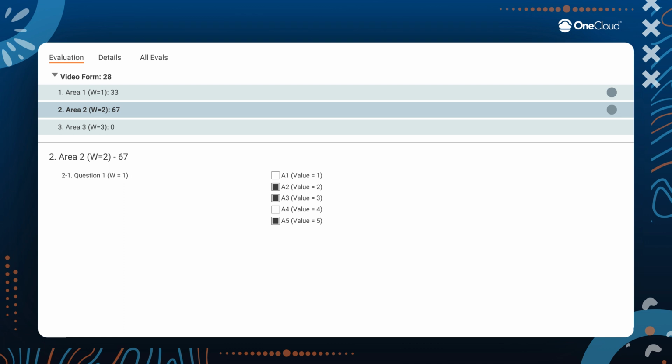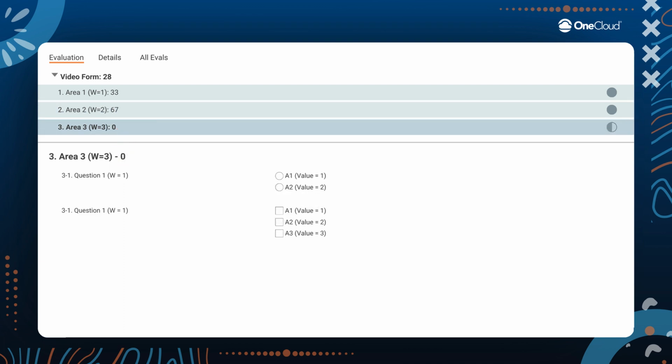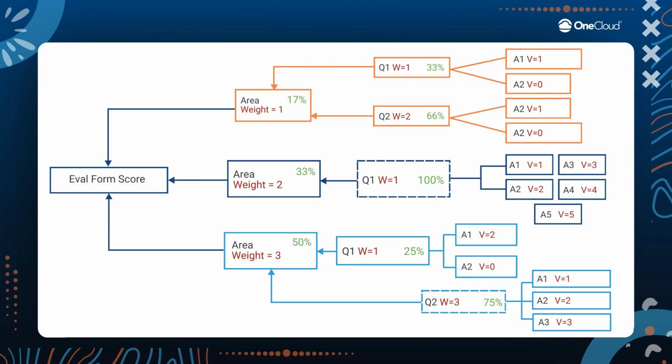In the third area, we have 2 questions, one of which is single answer and the other is multiple answer. We choose the first answer for the first question and the first and third options for the second question. We can see our overall evaluation score go from 28 to 65, and our area percentage score goes from 0 to 75. But what really happened here? How did we end up with these scores? I created a diagram to show the form breakdown graphically.